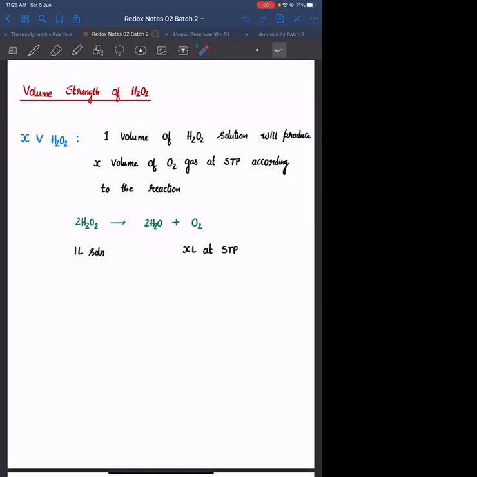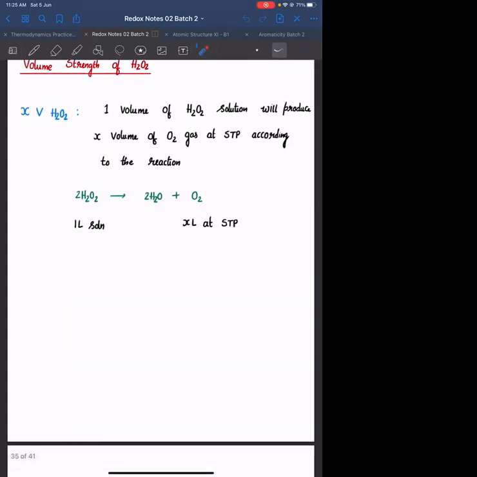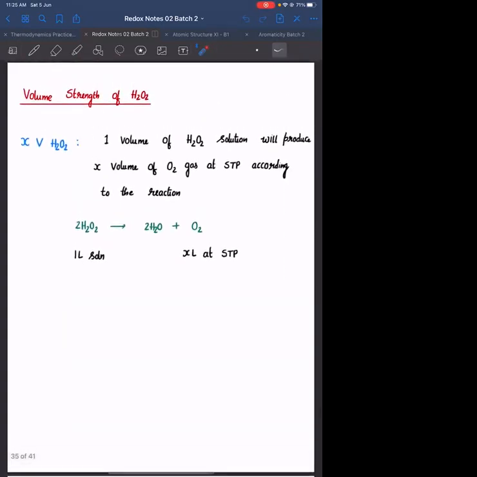If you purchase H2O2 solutions from the market, on that particular solution the label will be written as some X volume H2O2 or some 100 volume H2O2 solution. You won't be having molarity, you will be having volume strength. Okay, so let us try to understand what is meant by that volume strength. According to definition, suppose if you have X volume H2O2, this X can be any number. What does this mean?